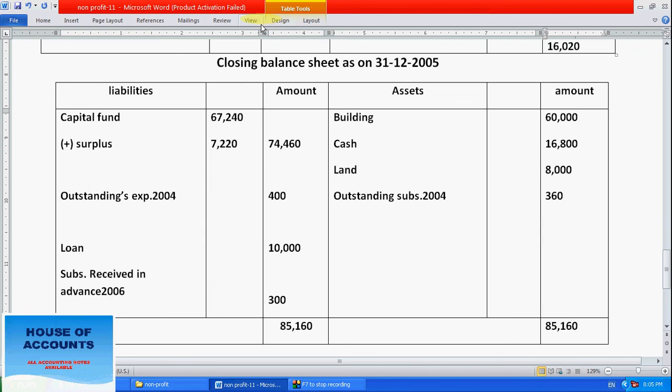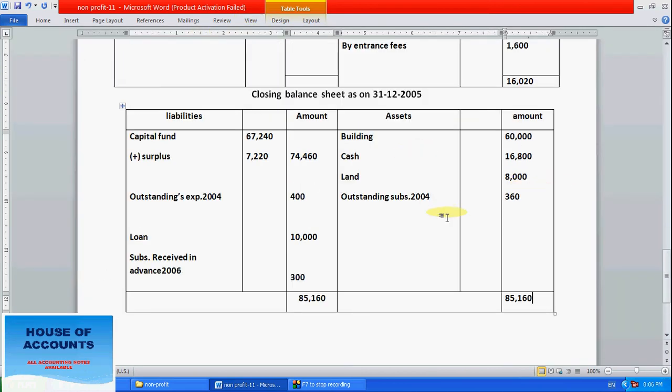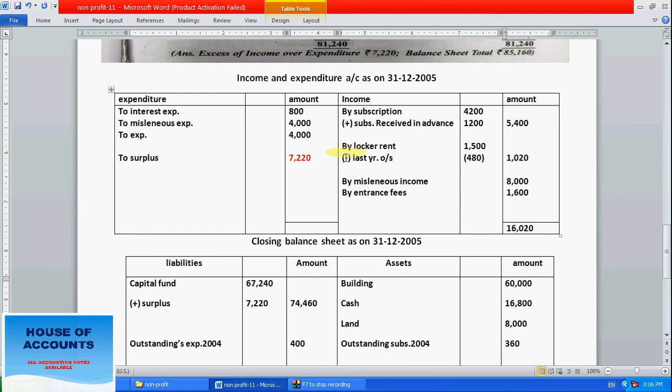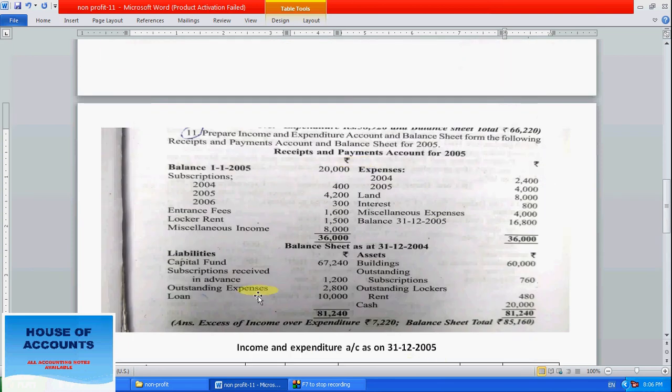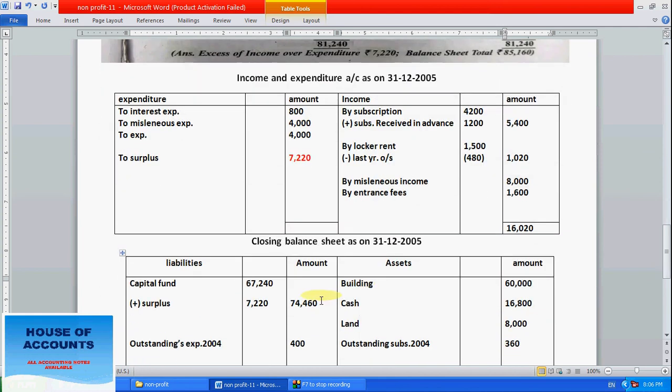This is how we have to calculate the closing balance sheet and income and expenditure account. If no extra information is given, we have to match both the receipt and payment and the balance sheet. How much income is extra, how much is less. So we have to compare both the receipt and payment and the balance sheet. With that we prepare the income and expenditure account, and with that we prepare the closing balance sheet.